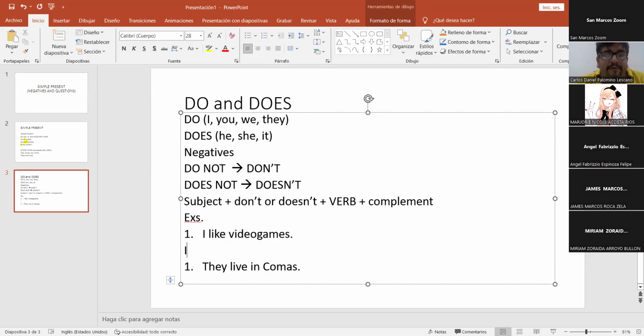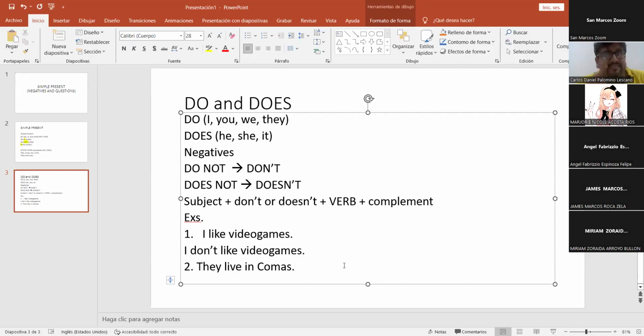For the first singular person, I, to make the negative, we have to use the negative form, don't, like this. I don't like video games. No me gustan los videojuegos. And for the example number two, y para el ejemplo número dos, they live in Colombia, we have to know which auxiliary do we have to use. The auxiliary do or the auxiliary does.